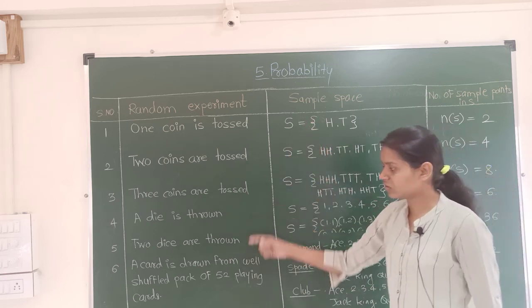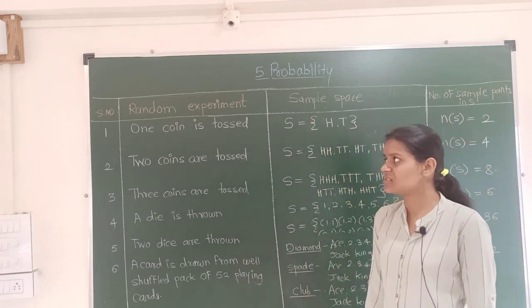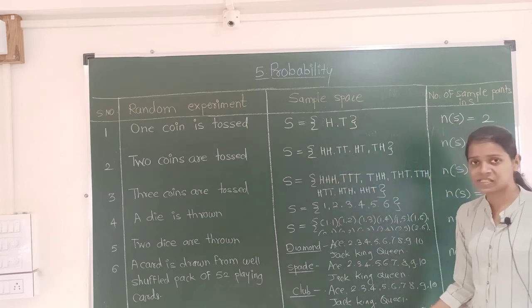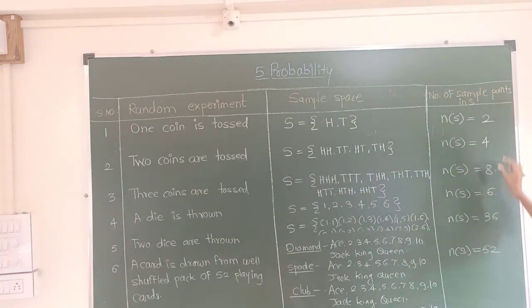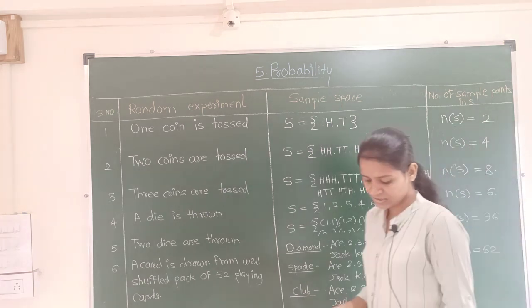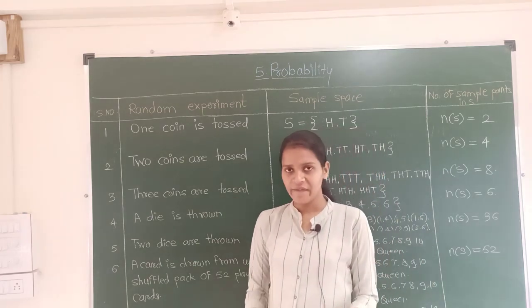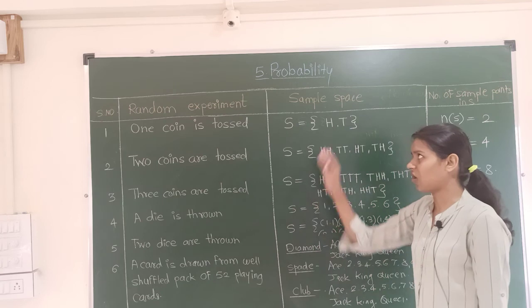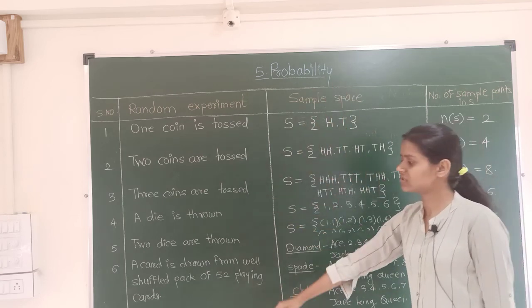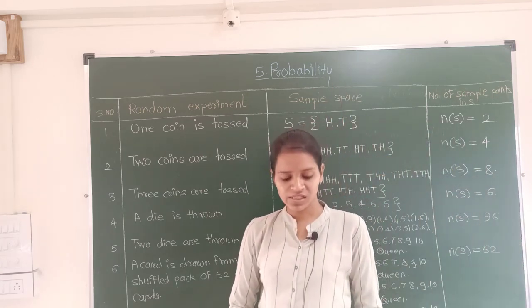So these are the total 6 random experiments, with the sample space for each experiment and the number of sample points in the sample space S. In the next video lecture, we are going to solve practice set 5.2, which is fully dependent on these 6 examples. So we will solve it.